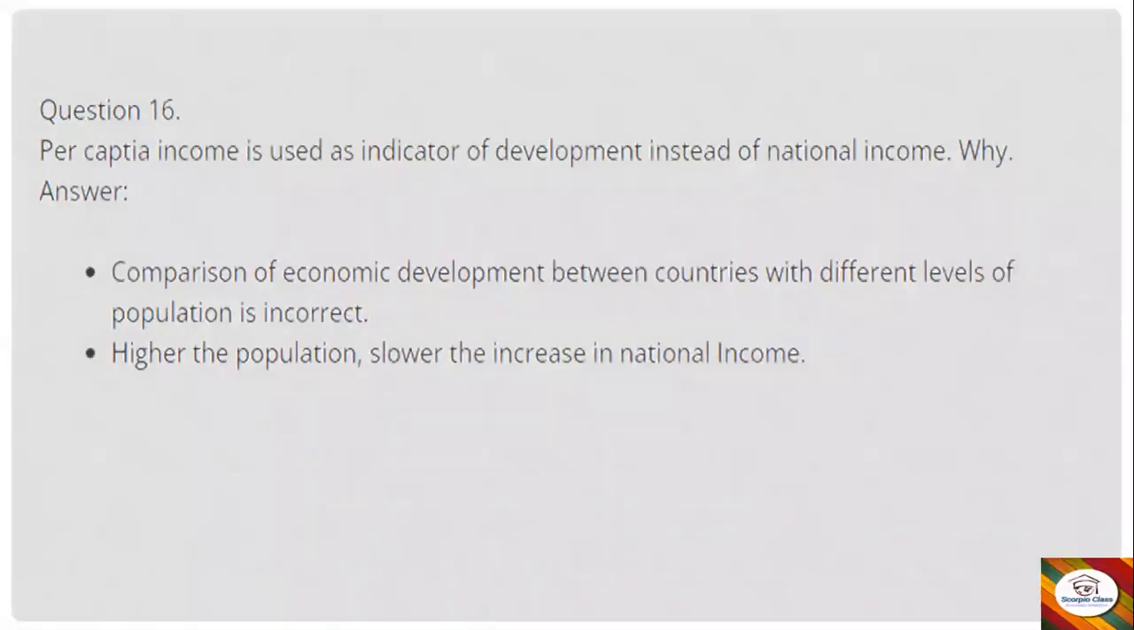Next, question 16. Per capita income is used as indicator of development instead of national income. Why? So answer is because comparison of economic development between countries with different levels of population is incorrect. Higher the population, slower the increase in national income. Okay, so you can write these 2 points.